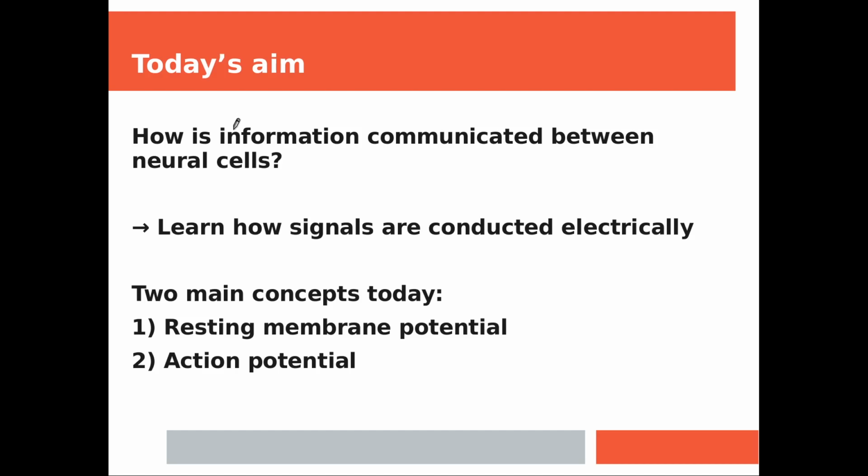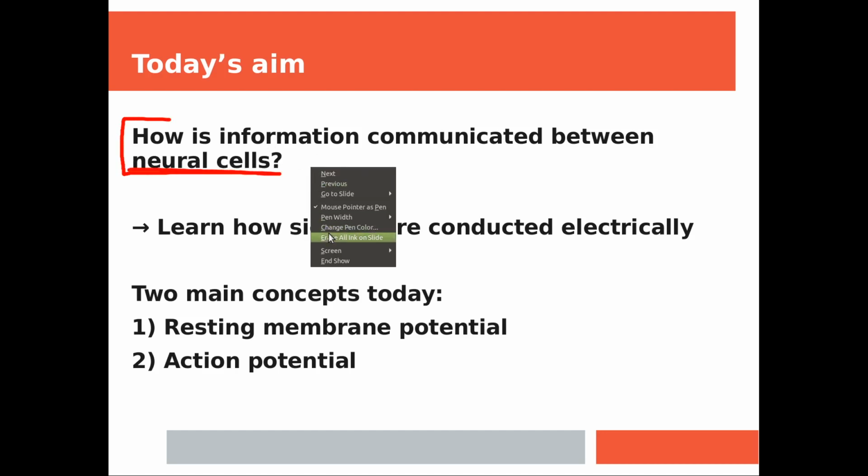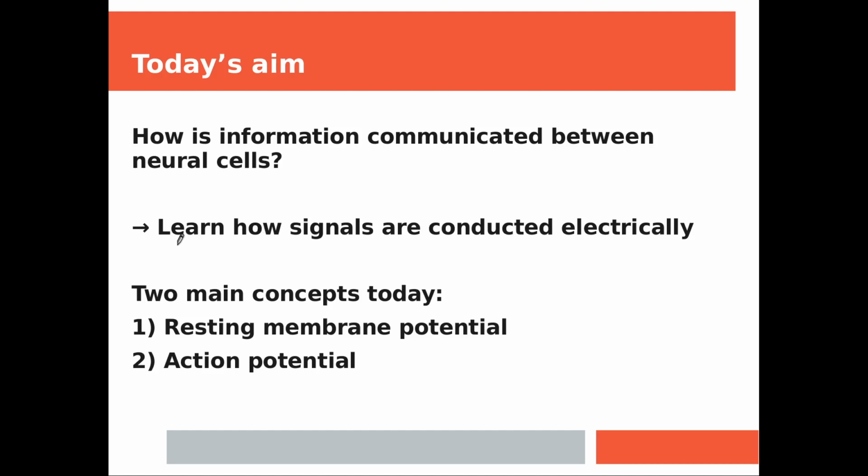Today's goal is to start to understand how information is communicated between neural cells in the brain or other parts of the nervous system. Specifically, we're going to learn how signals are conducted electrically. Today there are two main concepts that we're going to cover. One is what's called resting membrane potential. The membrane potential is the potential or voltage, right? The voltage difference of the inside and the outside of the neuron cell.